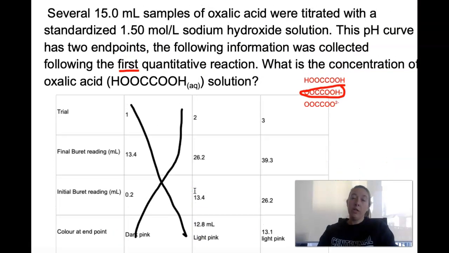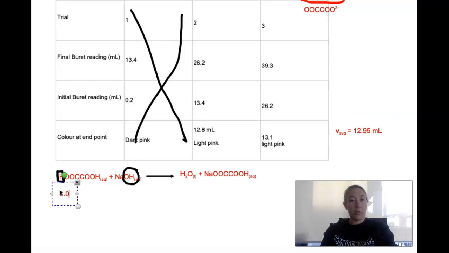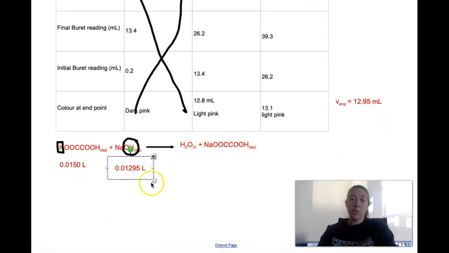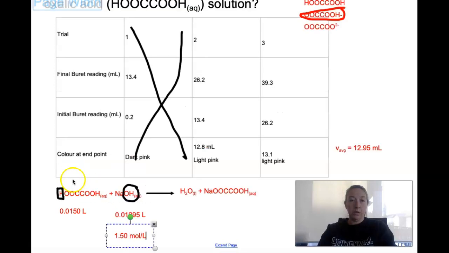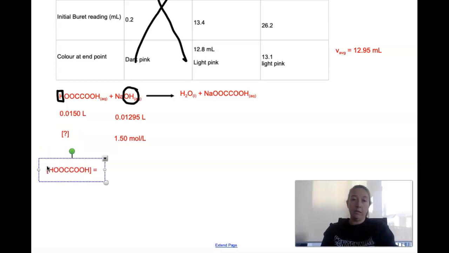So now that we have that, we should have all the info we need. So it was 15 mL samples of oxalic acid. So we know this was 0.0150 liters. We know the volume of sodium hydroxide because it's the average, so 0.01295 liters. And then we are given the concentration of sodium hydroxide as 1.50 moles per liter. Okay, and what we were trying to find was the concentration of the oxalic acid. Okay, so at this point, it just becomes a normal stoich question. So you can go ahead, do your unit analysis.